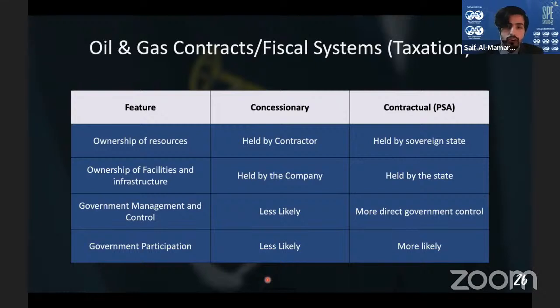So there is no NOC, no national oil company, in the US or the UK. But in PSA systems, you normally have companies like ADNOC, like OQ, like Qatar Petroleum, that if you explore somewhere and you find a discovery, the country and the government will invest in the company via a government vehicle.